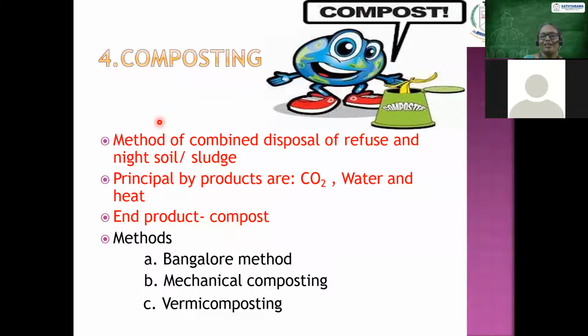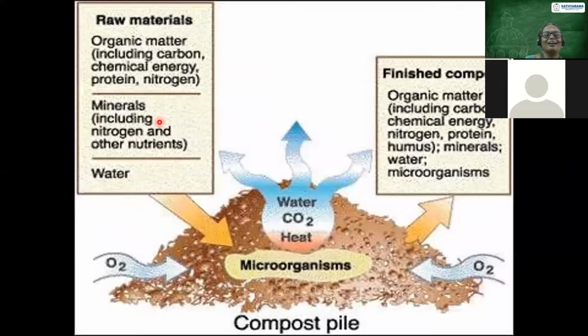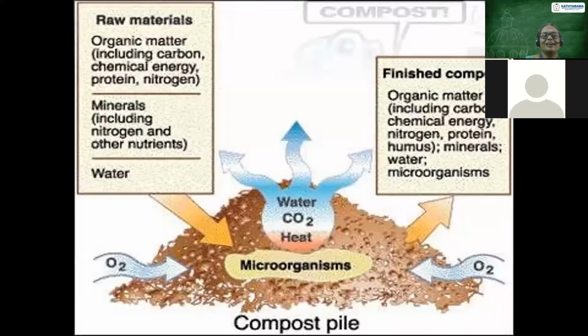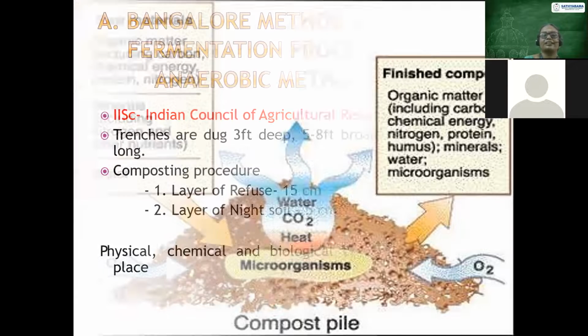Okay, composting, this is another kind of disposal. So what is this? I will show you that this is the way all the raw material will be there, and carbon dioxide and water and heat will be your by-product, and the end product will be your compost. So by applying all this chemical energy, protein, nitrogen and all, this is the finished compost. So water, carbon dioxide and heat will be given here, and microorganisms will be there. This is a composting kind of disposal method.